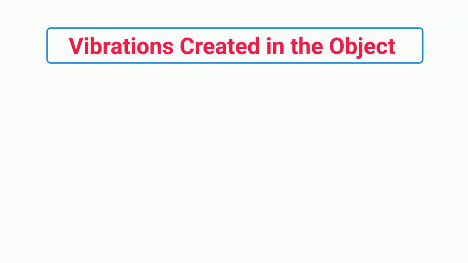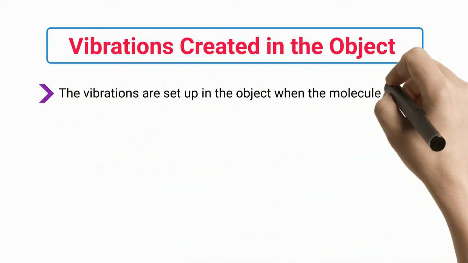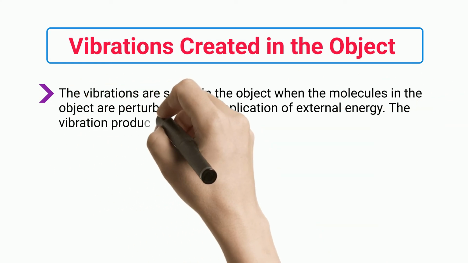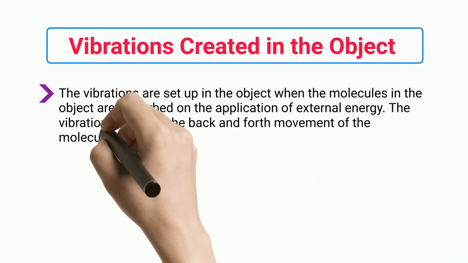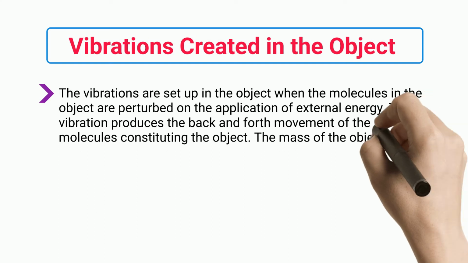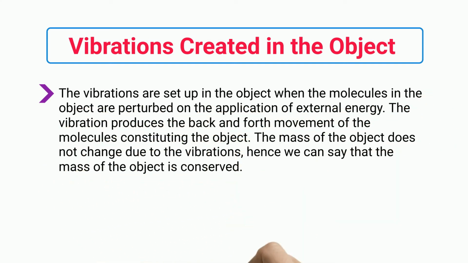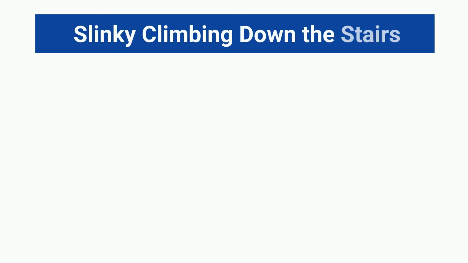Vibrations created in the object. The vibrations are set up in the object when the molecules in the object are perturbed on the application of external energy. The vibration produces the back and forth movement of the molecules constituting the object. The mass of the object does not change due to the vibrations, hence we can say that the mass of the object is conserved.